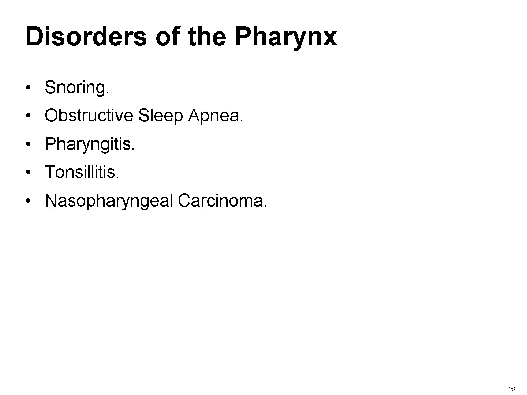Let's delve into some common conditions affecting the pharynx and related structures, exploring their causes, symptoms, and treatments. Snoring happens when the structures of the pharynx, such as the tongue, uvula, and soft palate, obstruct airflow. This obstruction causes these structures to vibrate and produce the characteristic snoring sounds.